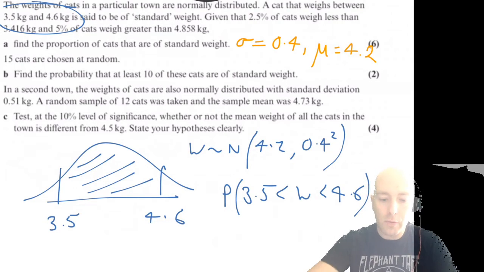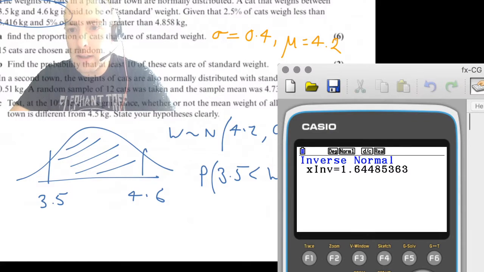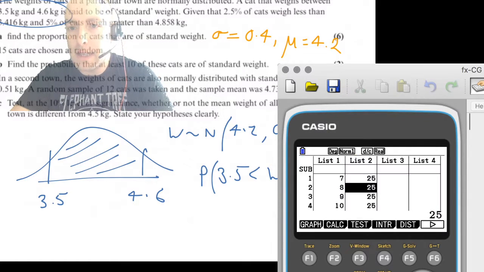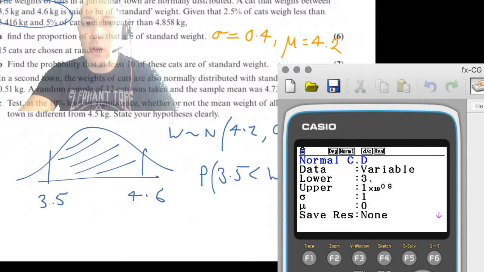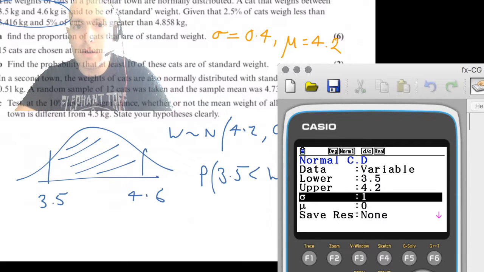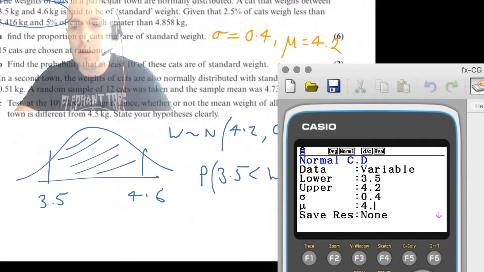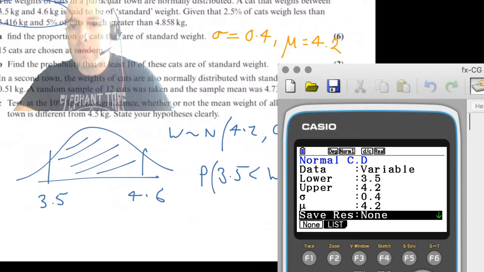So this is another job for the calculator. So if we go back there, we're now looking at a cumulative distribution. Lower 3.5, upper 4.2. Sigma is 0.4 and mu is 4.2. Cool.